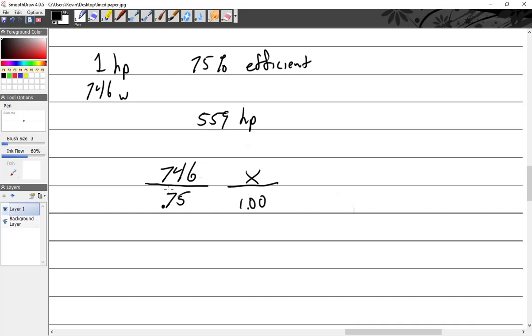But I thought 1 horsepower was... So what you're saying is we're putting out 75% of 1 horsepower, but we're trying to figure out how much we're using in order to get that 75%. This is what I was trying to do. So this is output, and then percent efficiency equals X input.